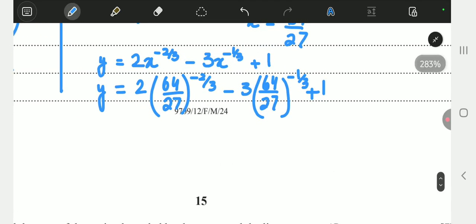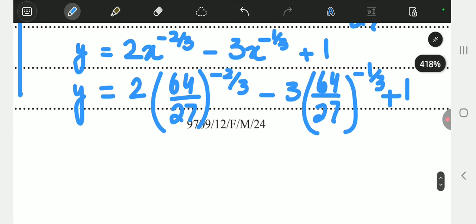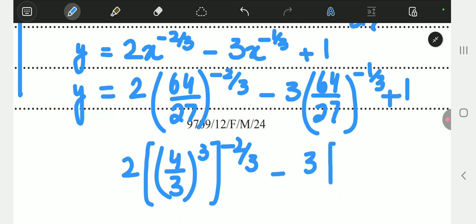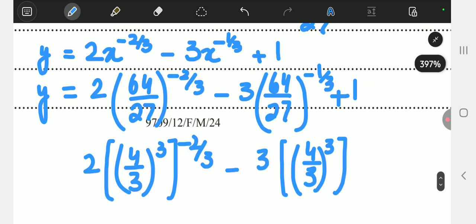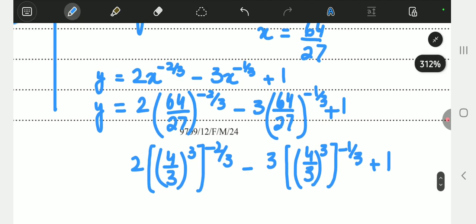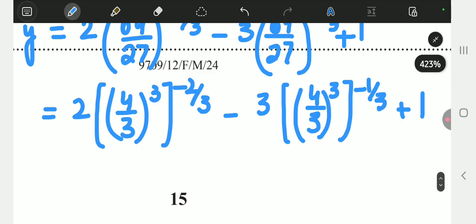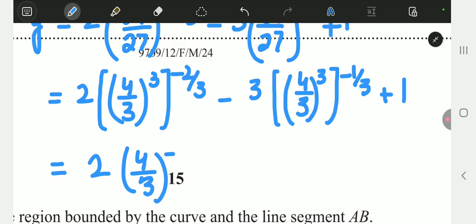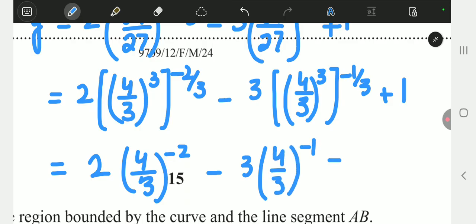So as we know that this 64 over 27 is actually the cube of 4 over 3, so if we take it to be like (4/3)^3, this cube is going to be cancelled out by the 1 over 3 outside, minus 3 (4/3)^3, and then we will be left with just 2 into (4/3)^(-2) minus 3 times (4/3)^(-1) plus 1.